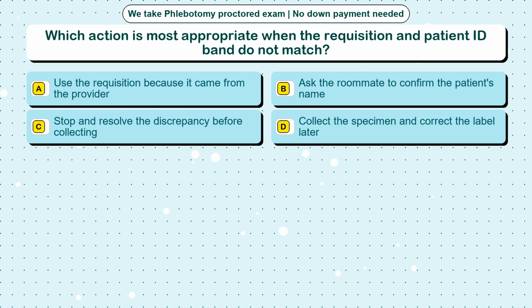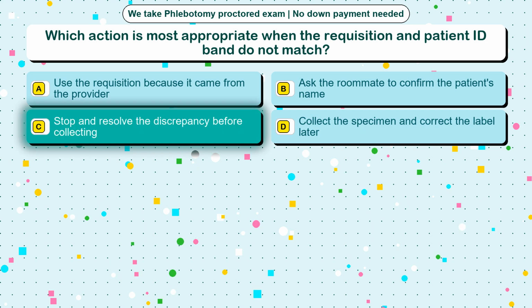Question 30. Which action is most appropriate when the requisition and patient ID band do not match? Option A, use the requisition because it came from the provider. Option B, ask the roommate to confirm the patient's name. Option C, stop and resolve the discrepancy before collecting. Option D, collect the specimen and correct the label later.